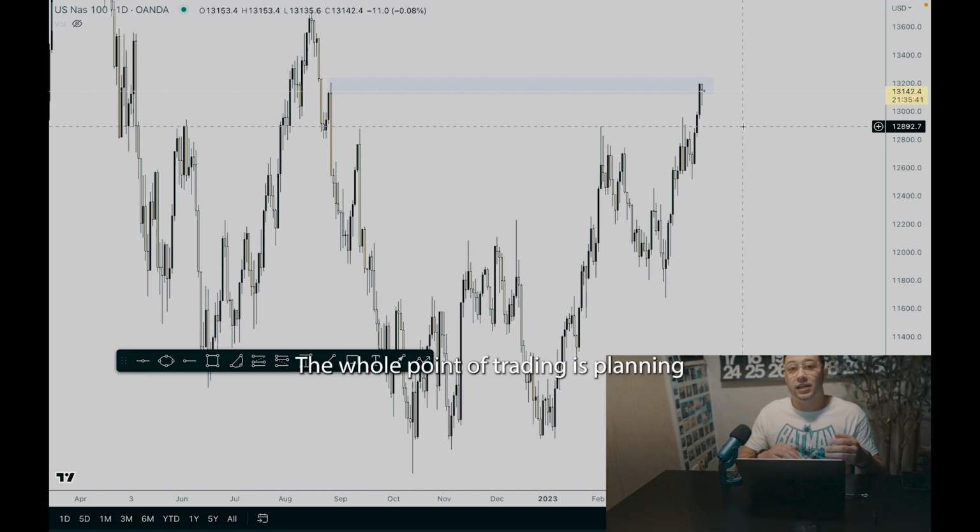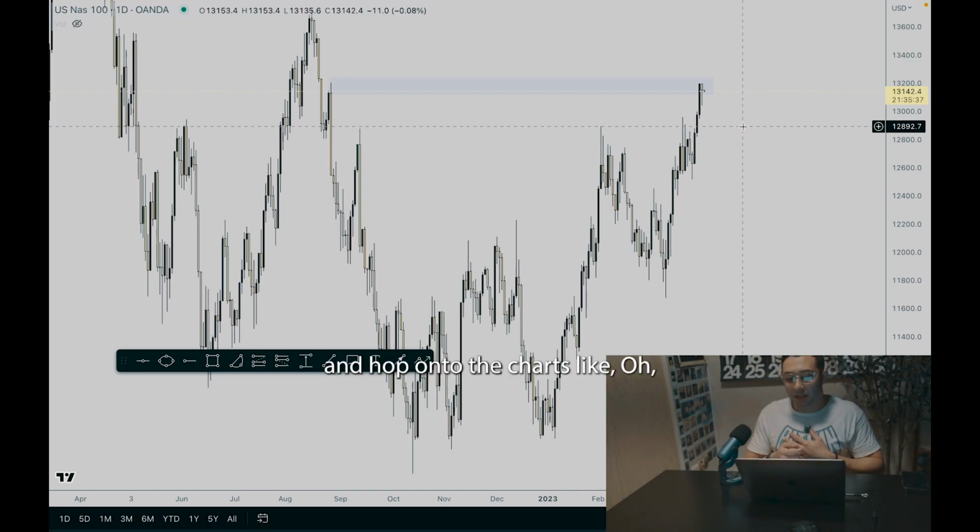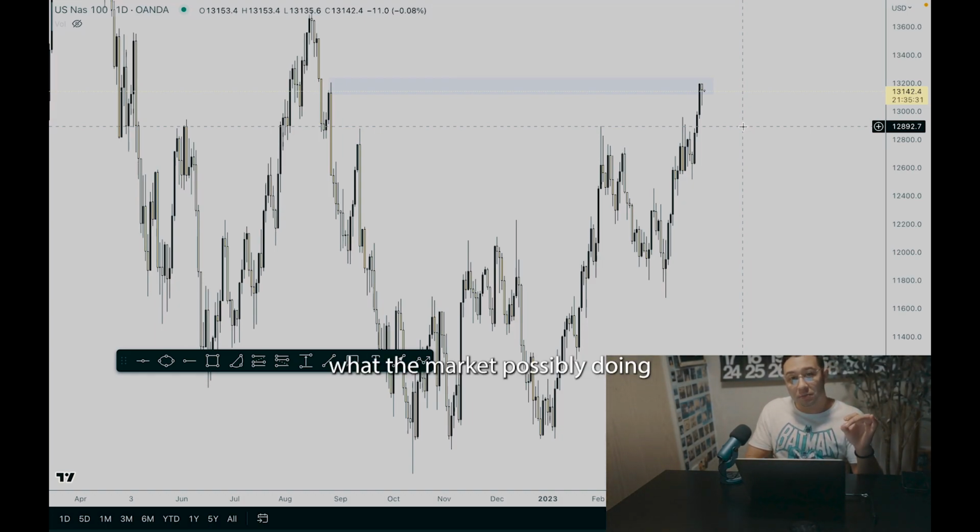The whole point of trading is planning your moves. You can't just wake up and hop onto the charts and be like, oh, this is what I'm doing. You already have to have your charts marked up. You already have to understand what the market could possibly be doing and the probabilities of either move happening.